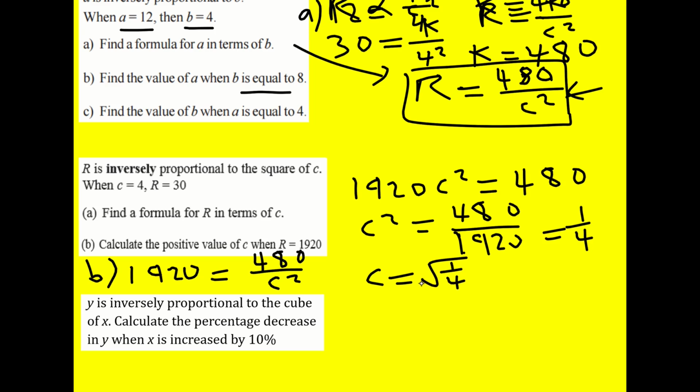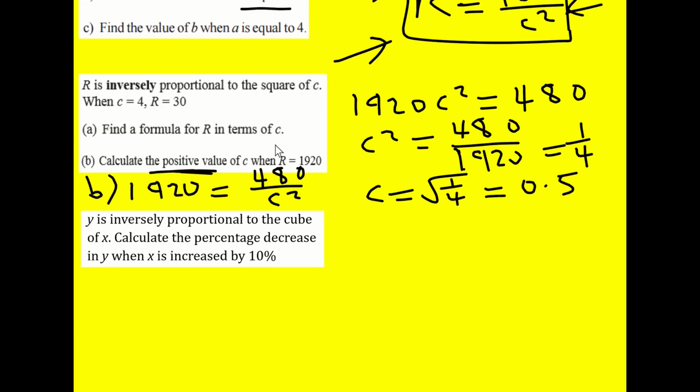Technically, it would be plus and minus the square root, but it said here, calculate the positive value of C. So I only need to worry about the positive square root, and that is going to give me a half or 0.5. So this formula that we got here is absolutely crucial for allowing me to solve part B.